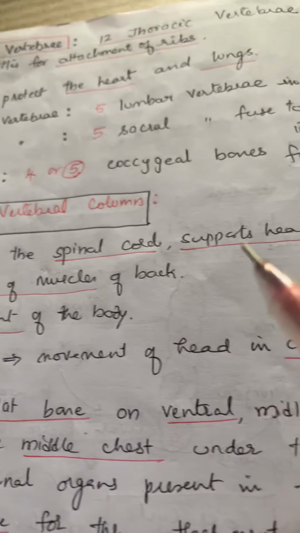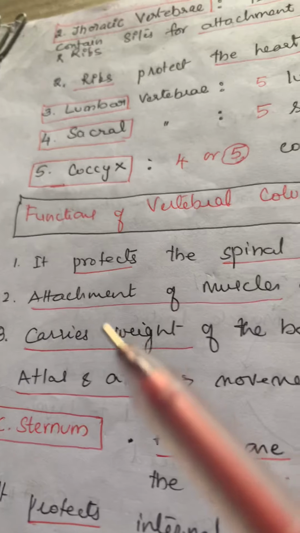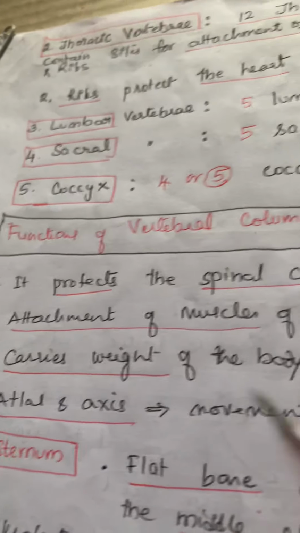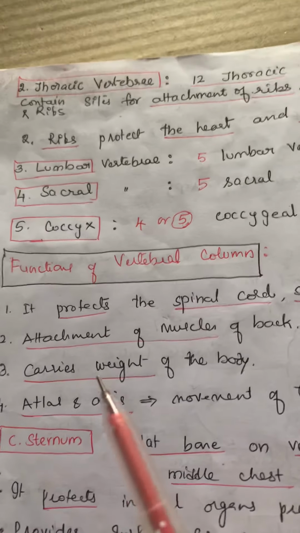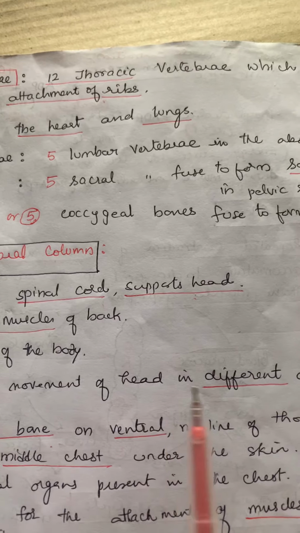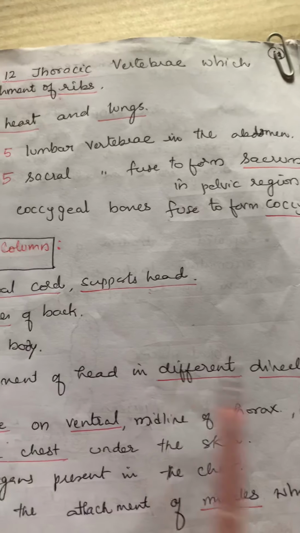Coming to the functions of the vertebral column, it protects the spinal cord and supports the head region, and attachment of muscles of the back takes place here, and it carries the weight of the body, and the atlas and axis are helpful for the movement of the head in different directions because of the pivot joint.